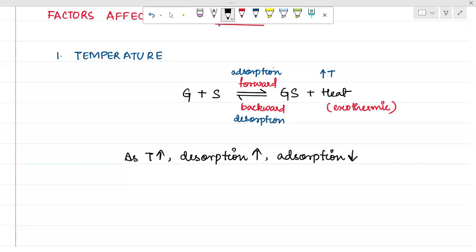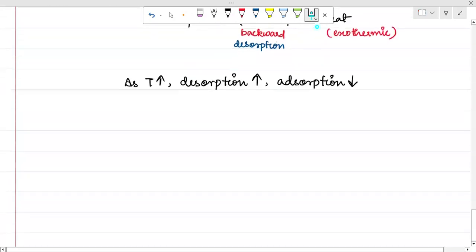I hope you understand what is the reason. So your products on the right, they are increasing. The system will try to reduce the amount of the product. If it has to reduce it, it has to push the reaction towards left. And if it moves towards left, GS will depart to G and S, meaning desorption happens. So this is in accordance with the Le Chatelier's principle.